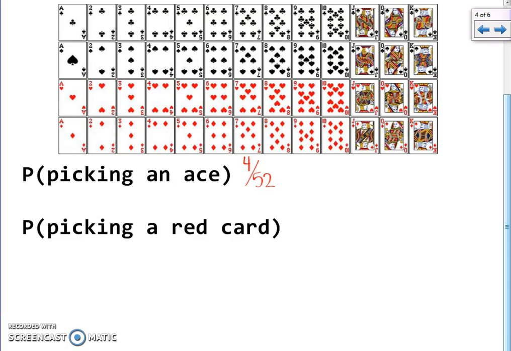Okay, what's the probability we pick a red one? There's 26 red ones, 52 total. I'm not going to have the jokers in any of the problems that we do. Okay? So it's just these 52 cards. Okay? Questions?